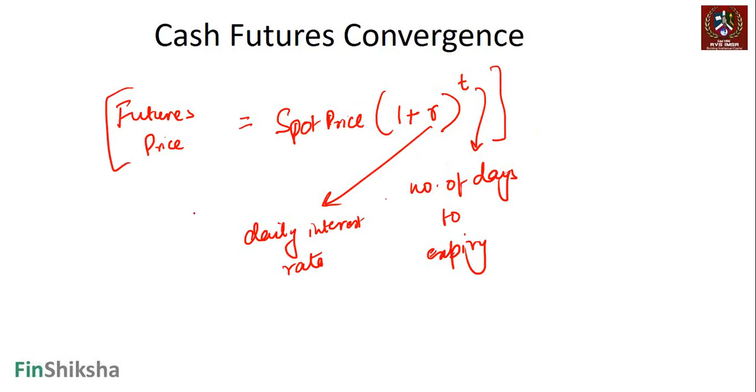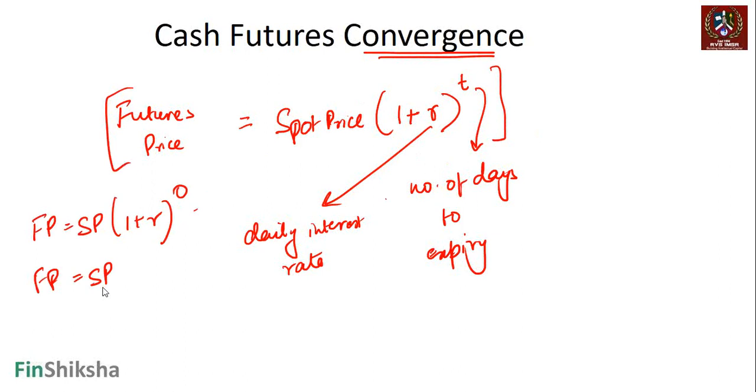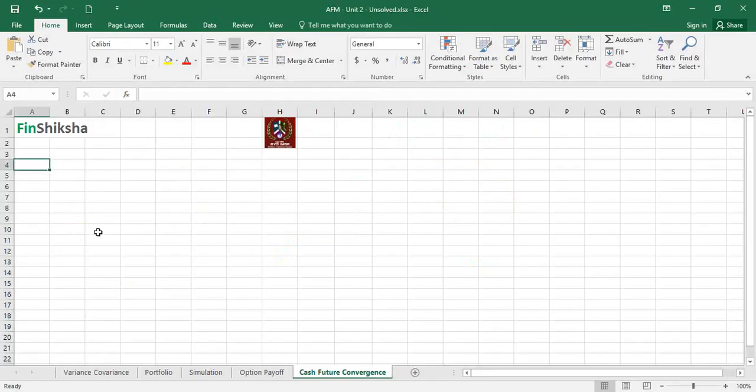So those approximations aside, we're going to look at the data point and the convergence. Logically, as the future price is the spot price into 1 plus R raised to t, and this t becomes 0, the future price should become the spot price. There shouldn't be any difference between these two. That's what we will plot using a chart as we go along. So let's go to the Excel file and put in the future price.